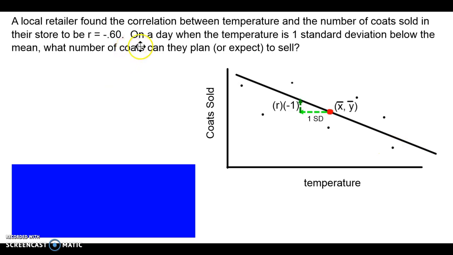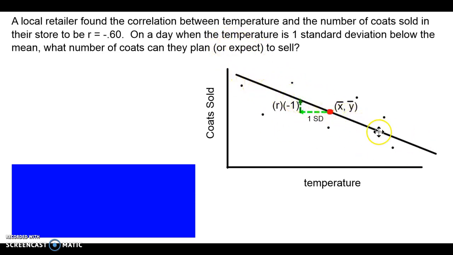So now as we continue, on a day when the temperature is 1 standard deviation below the mean temperature, what number of coats can they plan or expect to sell? Well, we're not going to know the exact number. It's just going to be the expected value. What is the model telling you? Well, take a look at this picture here.